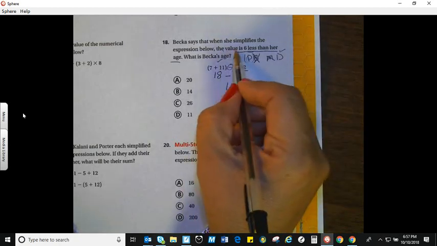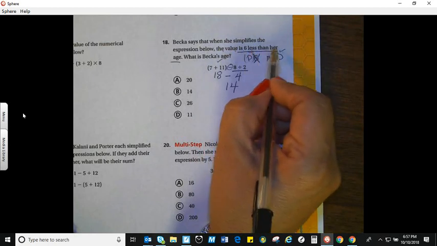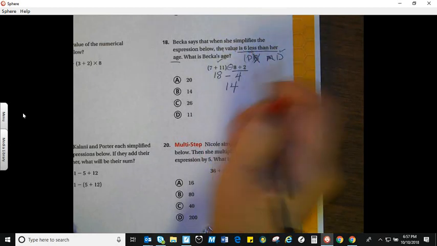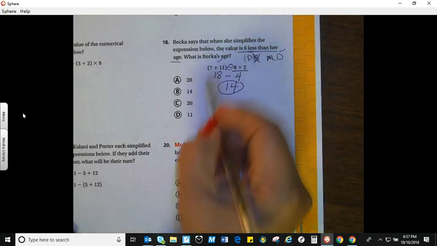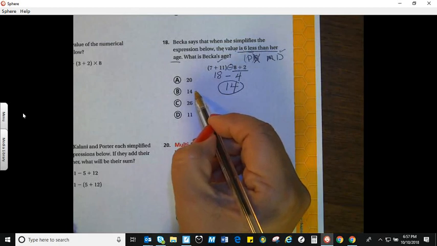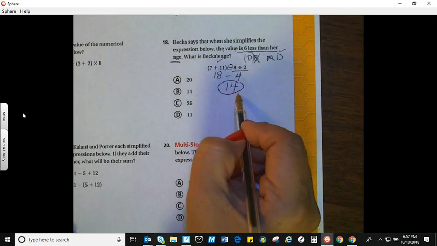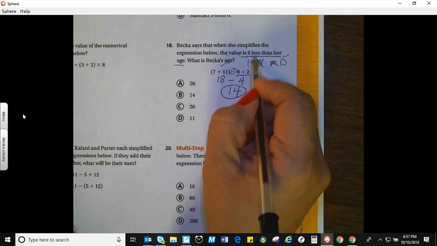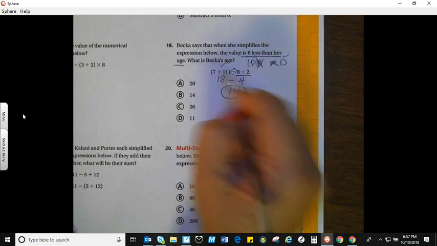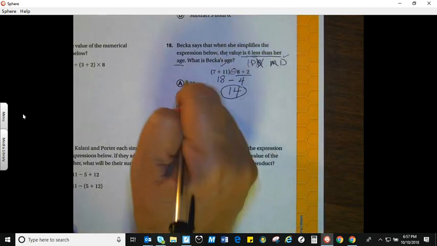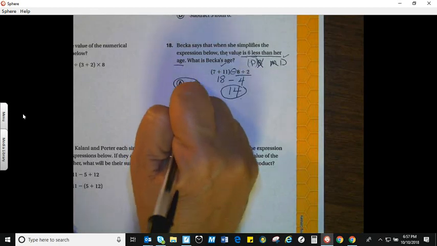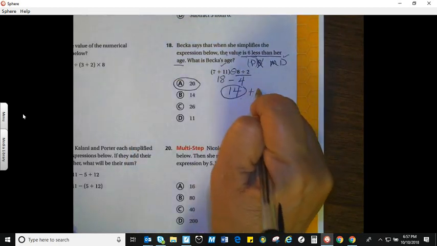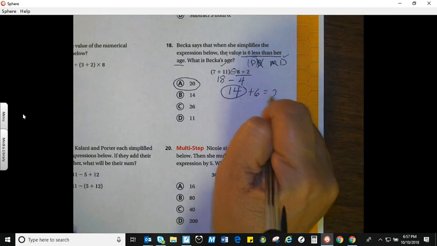The value is 6 less than her age. Do not be tempted to circle 14, because that's not our answer at all. This is what we got. This is the answer to this one. But here, this value is less than her age, which means that her age is 20. Because if I added 6 more to it, that gives me 20.